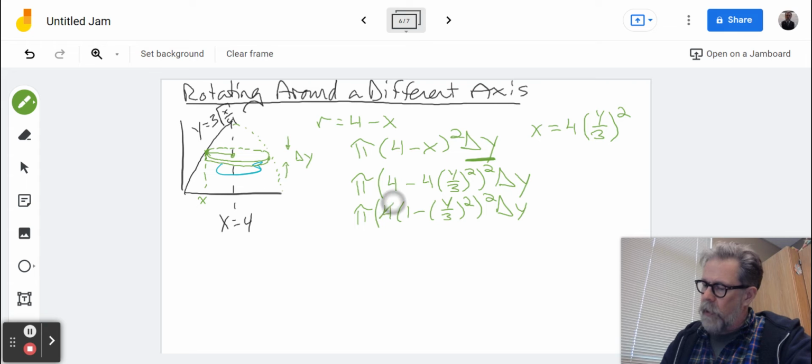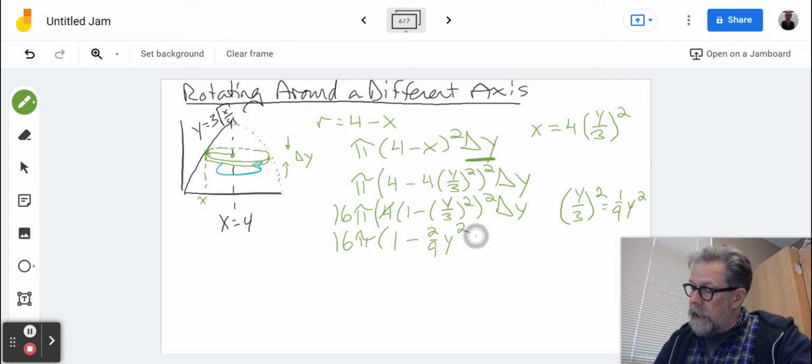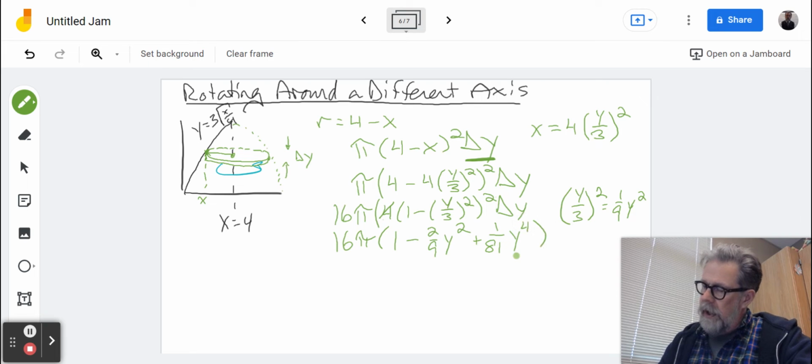So I'm going to take that 4 and I'm going to put it out here, but it will be a 16 because it's actually 4 squared. And I'm also going to then square this (1 minus (y over 3) squared). So what I get is 16 pi times 1 minus, well, (y over 3) squared is 1/9 y squared. So I actually have 2/9 y squared when I multiply the binomial, plus 1/81 y to the 4th.